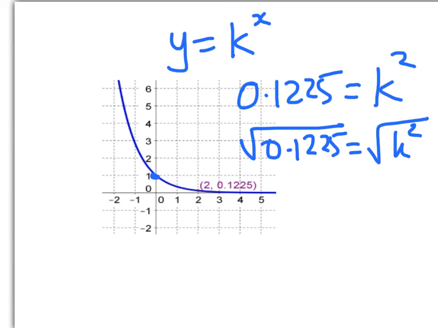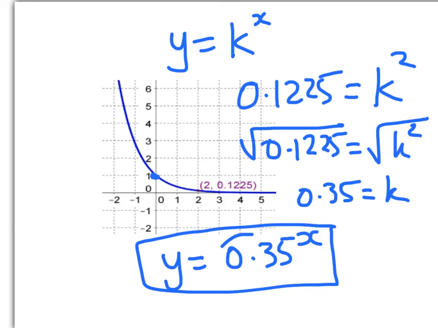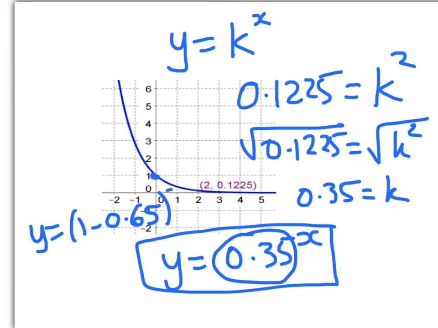And let's see what we get for that one. So the square root of 0.1225 is 0.35. Okay, so now here we have y is equal to 0.35 to the x. Now let's just think while we're here about what that means. This means y is equal to 1 minus 0.65 x.